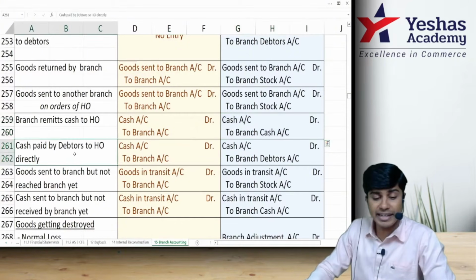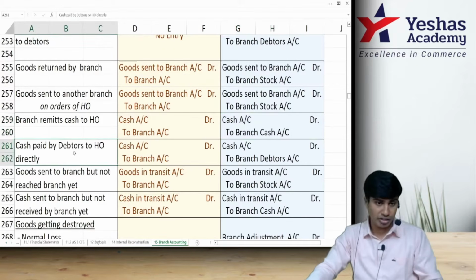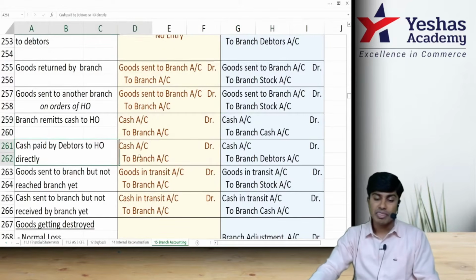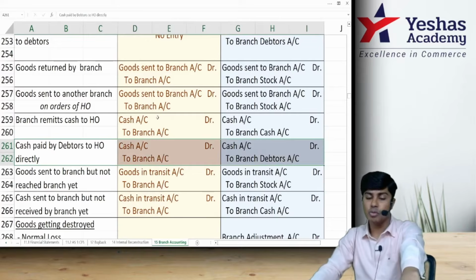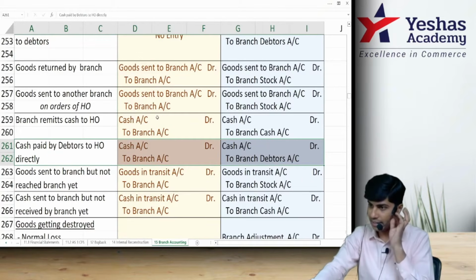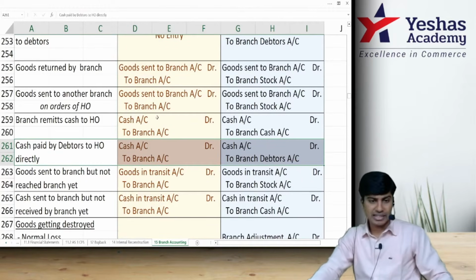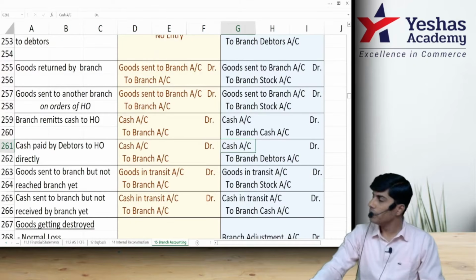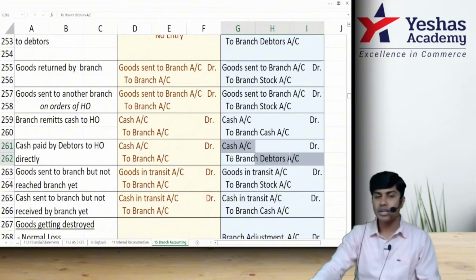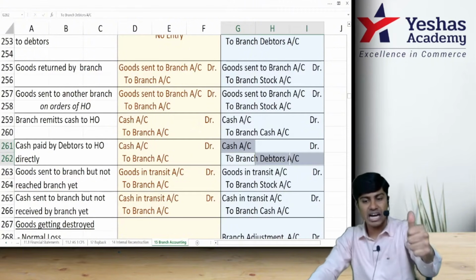The cash is paid directly by debtors or outsiders to head office for the sales made by branch. Then it will be the same entry like what we wrote before: cash to branch under debtor system. Under stock debtor system, we write cash account debit, but it is not reducing branch cash, it is in fact reducing cash. Credit will be given to branch debtors.